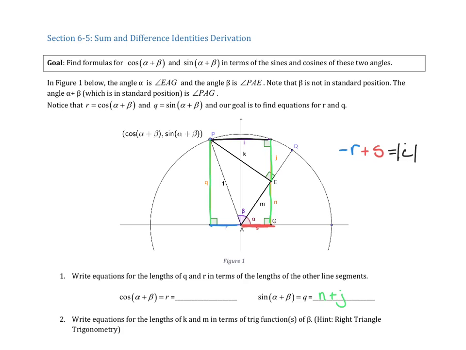Okay, so if I solve that for r, I get that the opposite of r is i minus s. Let's just keep it as i. And then r equals negative i plus s. Let's rewrite that as r equals s subtract i. So far all I've done is write the other line segments in terms of each other.